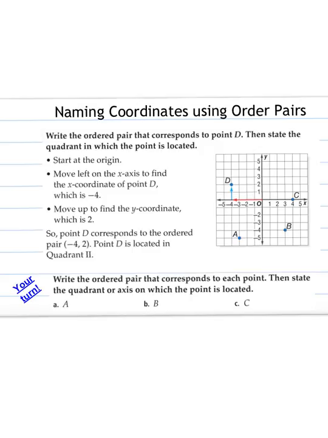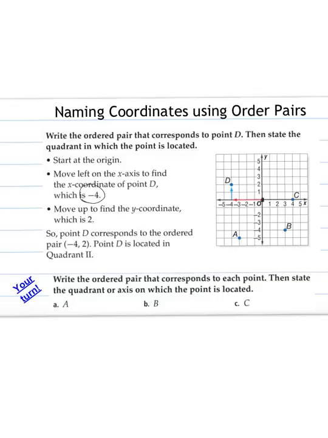All right, so we are looking at naming coordinates using ordered pairs. We are writing the ordered pair that corresponds to point D, then stating the quadrant in which the point is located. In order to figure out where a point is located, we first start at the origin, 0, 0. Now we move to the left. We always start going left to right, okay? But for D, we need to move to the left. So we go left, -1, 2, 3, 4, okay? So our x-coordinate here is -4.